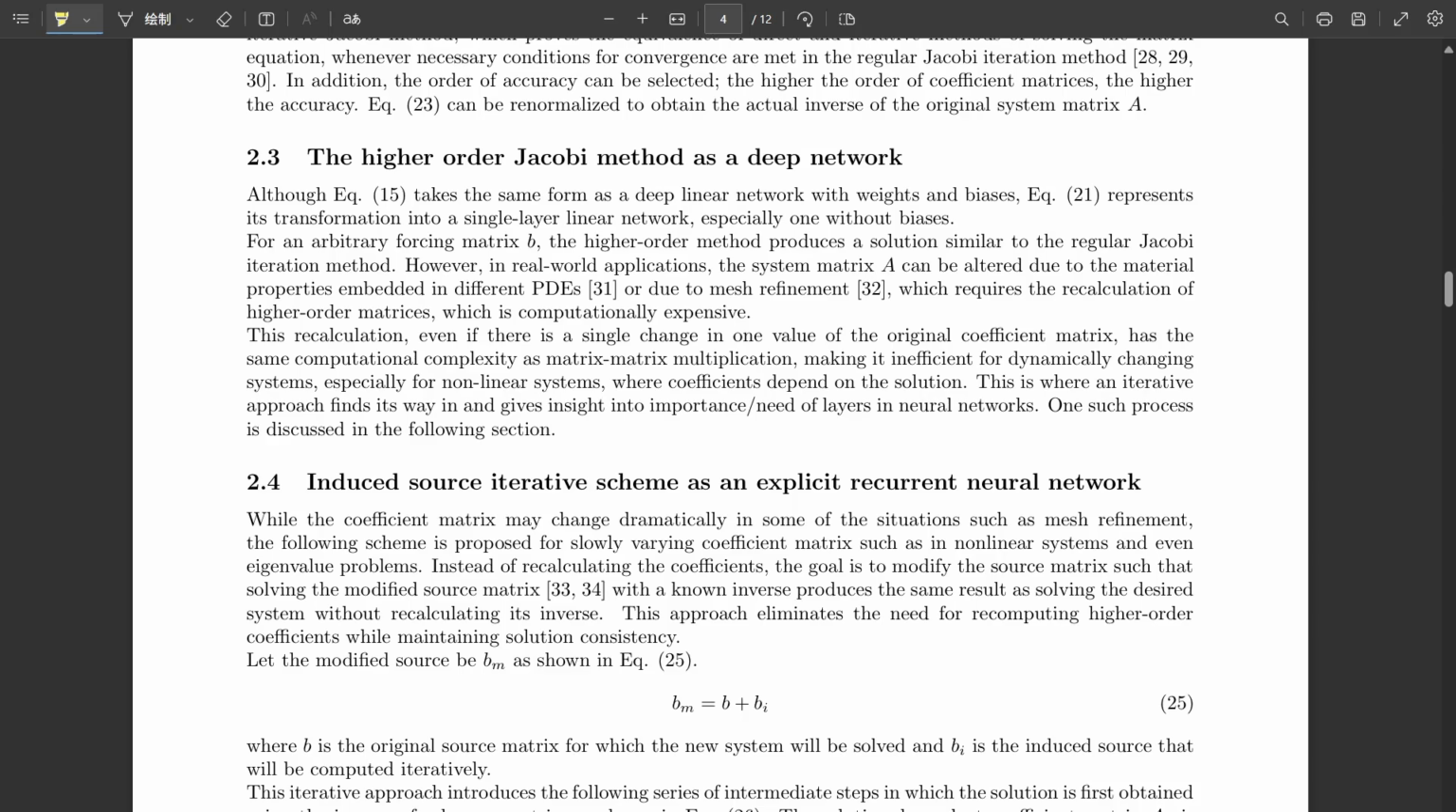And their method's coefficient generation step? That initial expensive part, generating alpha k, has the same computational complexity as matrix multiplication.